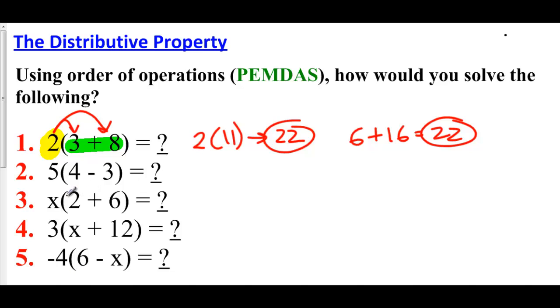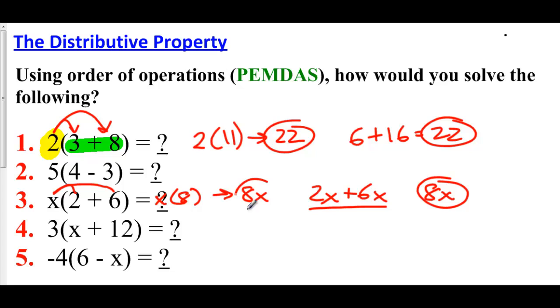Now, the same thing applies when we have variables. So we could say 2 plus 6 is 8, and if we multiply that by an x on the outside, then that's simply 8x. Or you could distribute. 2 times x is 2x. 6 times x is 6x. And since they're both x's, we could say that's 8x. So again, we combine like terms.